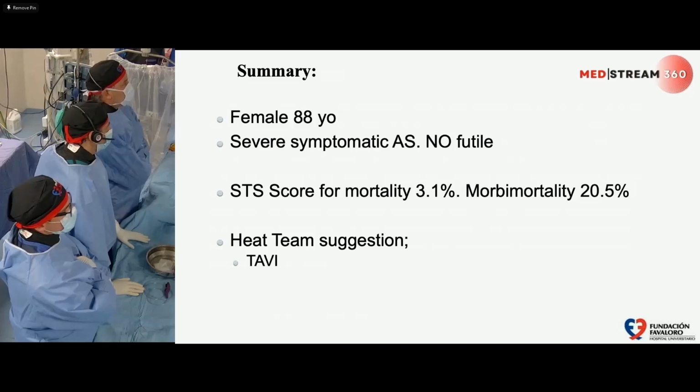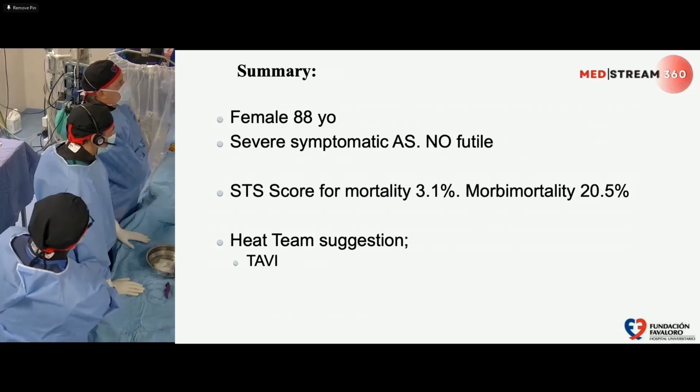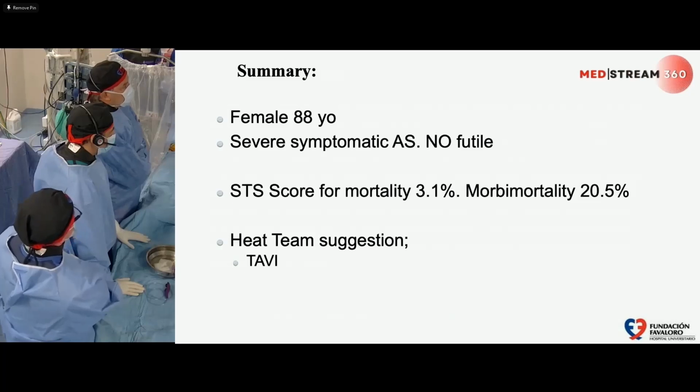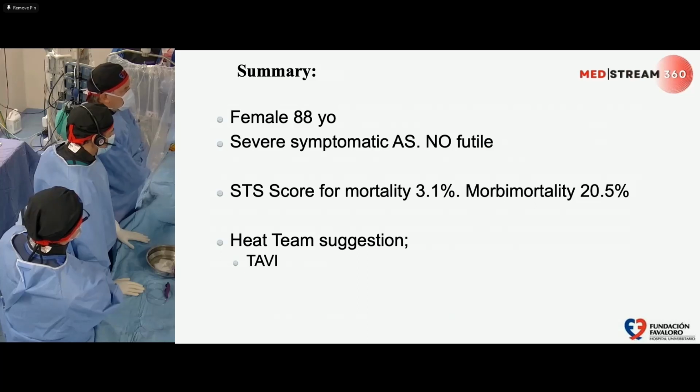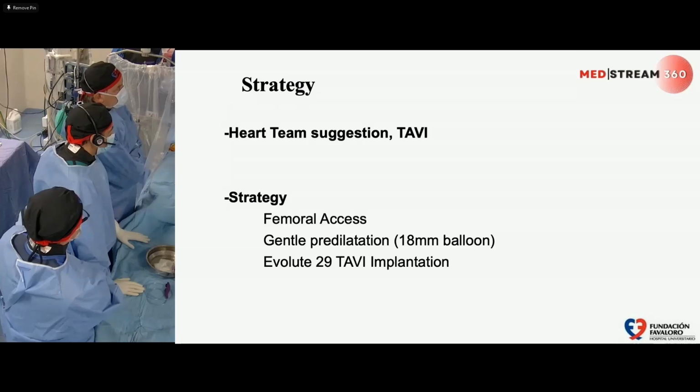So at the end, in the summary, is an 88-year-old female with severe aortic stenosis and not frail, with the STS score for mortality not that high, like 3, and a mortality estimated at 20. In the heart team discussion, they agreed that this patient would benefit from transcatheter aortic valve implantation. Next. So we have prepared this case for today.